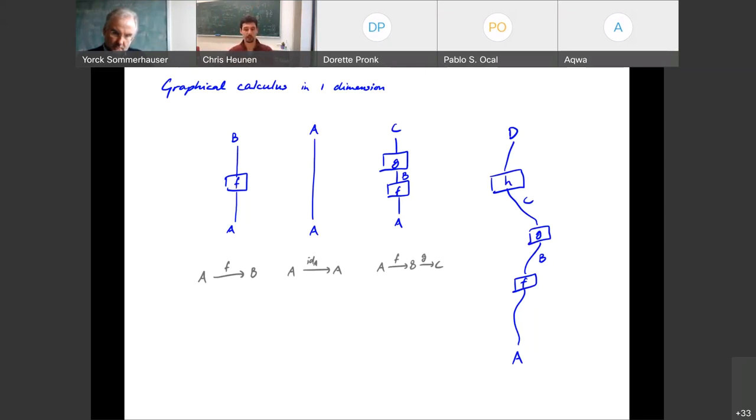And the same for the identity law. If I draw F and then make the wire on the output a bit longer, you can't see the difference between that and F.